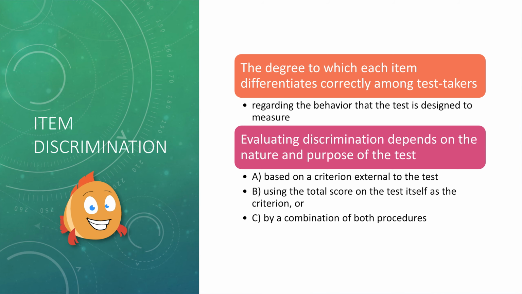But anyway, item discrimination is the degree to which each item differentiates correctly among test takers with regard to the behavior that the test is designed to measure. So evaluating discrimination depends upon the nature and purpose of the test. I kind of hinted at this previously, and it can be based on a criterion external to the test, or by using the total score of the test itself as a criterion, or by some combination of both procedures.